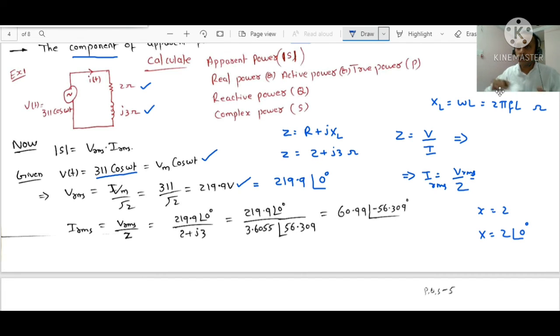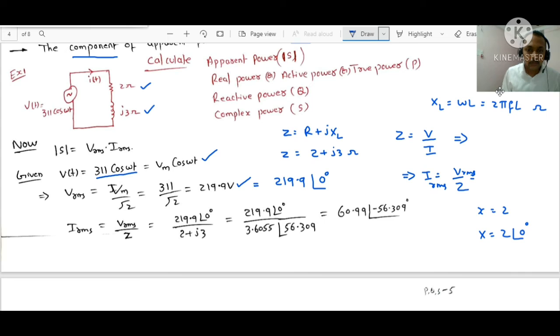Before watching this video, dear students, please complete this topic: phasor representation in polar and rectangular form. There we have discussed some problems also. When you have complex numbers or polar numbers, how to do multiplication, addition, division and subtraction with respect to complex numbers, we have discussed some examples. After watching that video, please watch this video.